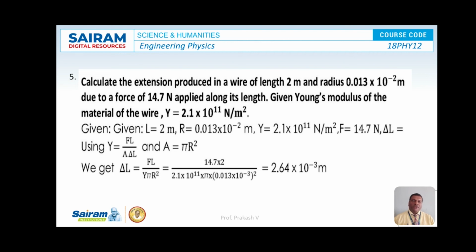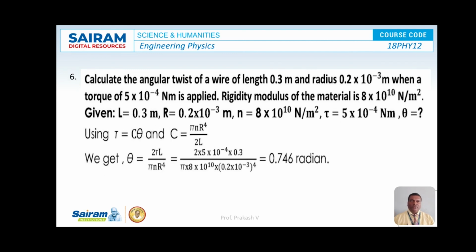Therefore the value of delta L can be written as FL by Y into pi r square, that is 14.7 into 2 divided by 2.1 into 10 to the power of 11 into pi into 0.013 into 10 to the power of minus 3 whole square. So on simplification, the extension produced delta L is equal to 2.64 into 10 to the power of minus 3 meter. So this is the solution obtained after solving this problem.